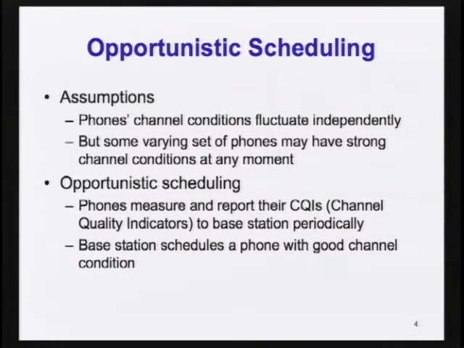Therefore, opportunistic scheduling tries to embrace this multi-user diversity by asking every cell phone to report its channel condition at every time slot. Once the base station receives the channel condition reports from all cell phones, the base station will pick a cell phone with a relatively good channel condition to be scheduled in the next time slot.